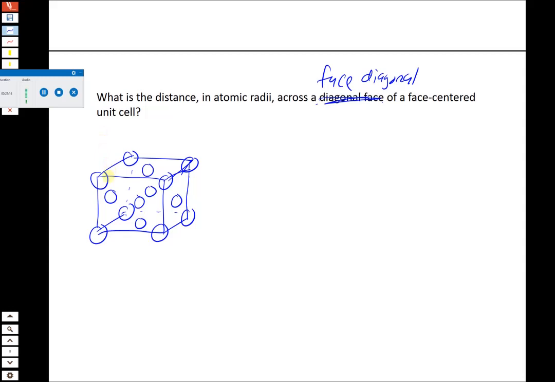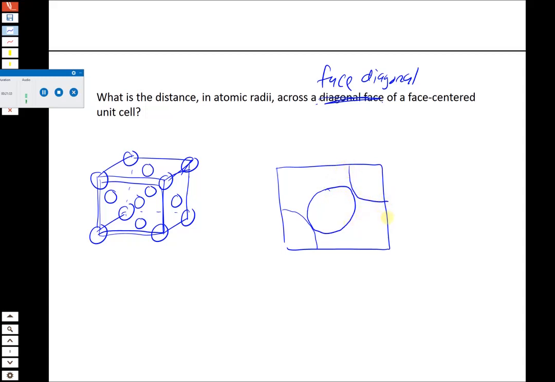Now, if we zoom in on one face of a face-centered cubic unit cell, the picture that we have here is that we have atoms in each corner. We have one in the center of the face, and then another one in the corner like that, and like that. So I did an okay job of drawing it, but basically we don't have the atoms touching along the edge anymore, but they do touch along the diagonal, and that's what this is asking about.